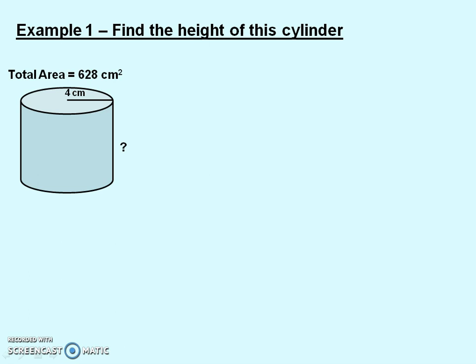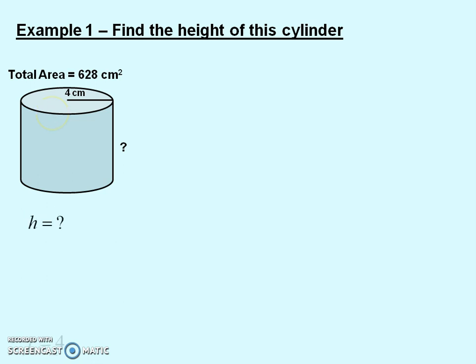Example 1 says find the height of this cylinder, and it's given us the total area. So I had said that it could be a problem where you're given lateral area, base area, total area, surface area, which means the same as total area. How do you know which one to use and which formula to start with? Well, it depends on what's given. In this case, because it's given us the total surface area, I'm going to start with the formula for total area of a cylinder.